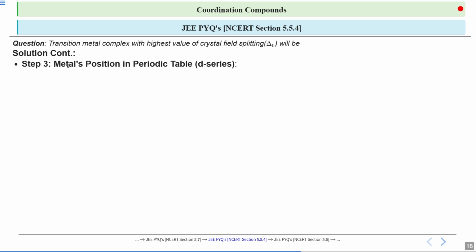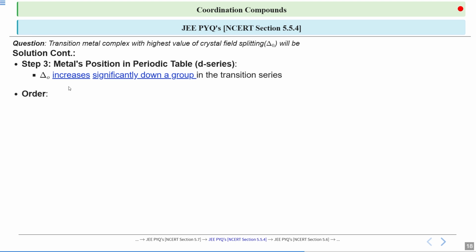Step 3 is the factor of the metal's position in the periodic table, that is the d series. Delta naught increases significantly down a group in the transition series. The d series includes the 3d series, 4d series and 5d series, right? And why 3d, 4d, 5d? Because the last electron fills into the respective orbitals like 3d, 4d and 5d. So it is observed that the delta naught value increases significantly down a group in the transition series. If you move from 3d to 4d to 5d, delta naught increases.